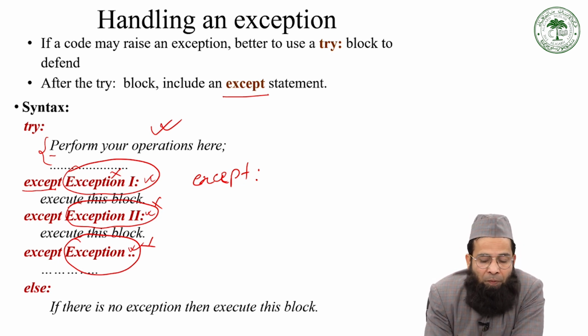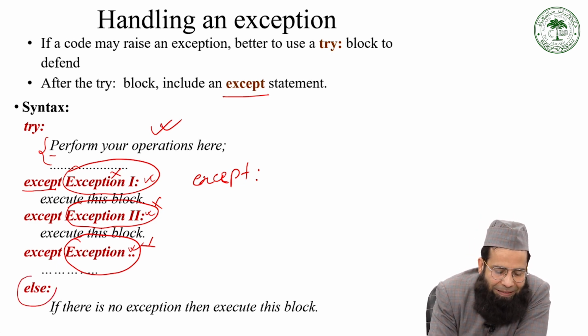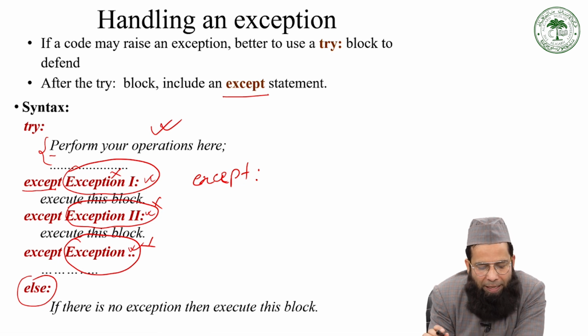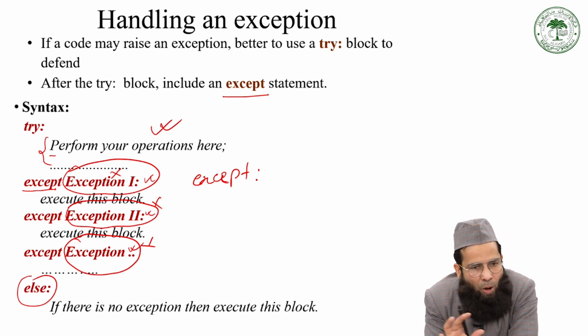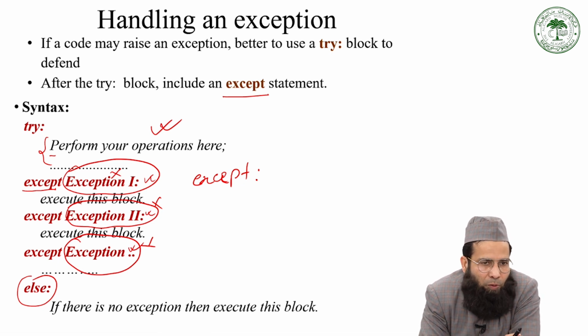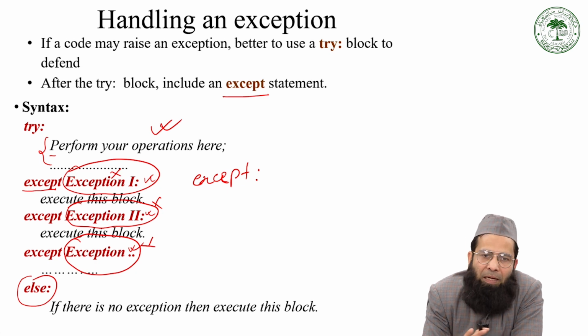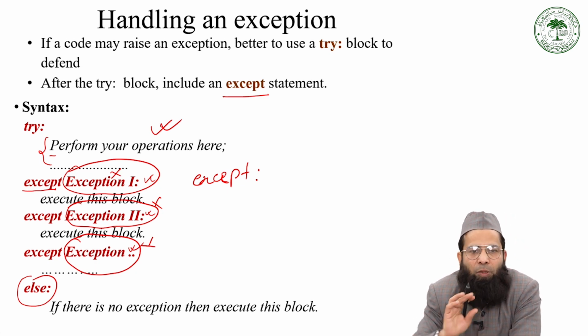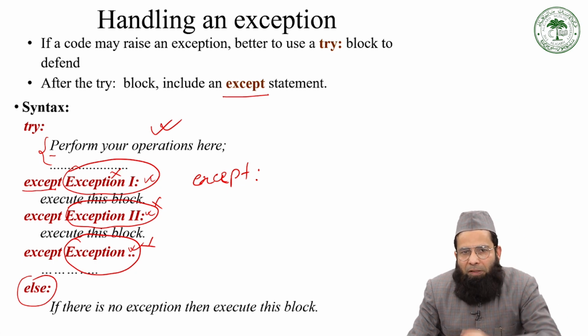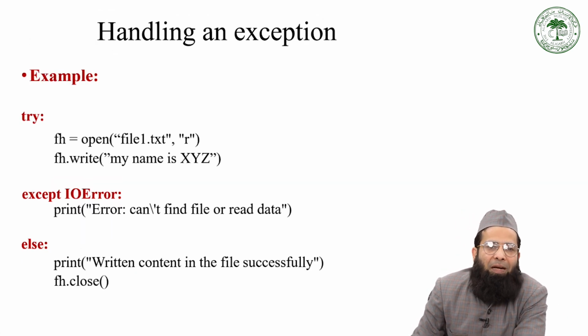So better to use except with the type of exception, and there is one clause that is else. If there is no exception, then this block would be executed. So if your code is perfectly fine and it has not generated any exception, the else block would be executed. So this is the way exceptions are handled.